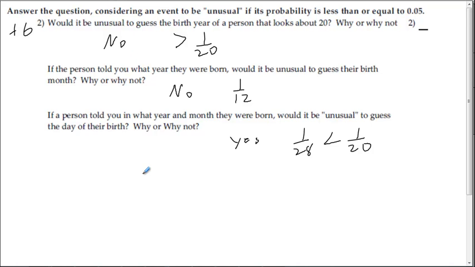On 2 here, is it unusual to guess the birth year? And we're going to say no, because something unusual has less than 5% or less than 1 out of 20 chance, and usually you can look at somebody and be within a 20-year span of their life. So that's usually not unusual to guess their birth year if our threshold is 0.05. Would it be unusual to guess their birth month? Again, 1 out of 12 is not less than 0.05, so it's not unusual. And if they told you the month and year, would it be unusual to guess the day? And we're going to say yes, because even February has 28 days, and that's less than 1 out of 20.